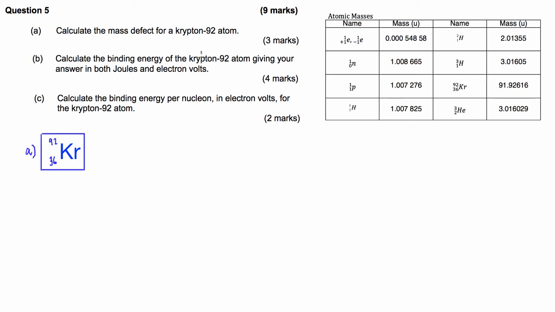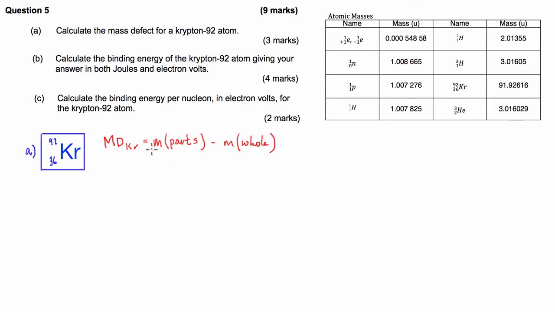First of all, we've got to calculate the mass defect for a Krypton 92 atom. So the mass defect, let's just write down our little formula. The mass defect of a Krypton 92 atom is going to be the mass, let's just call it, of the parts, subtract the mass of the whole.